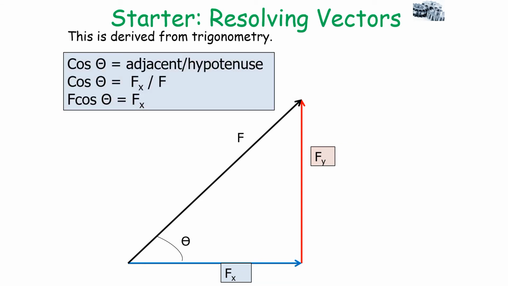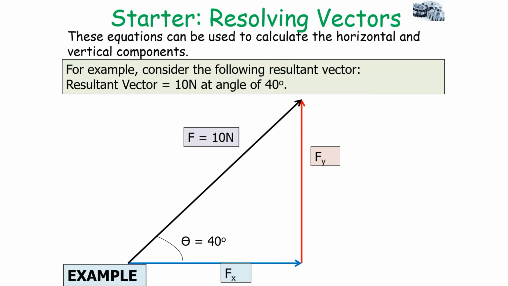Whilst cos theta is equal to the adjacent side of your triangle divided by the hypotenuse of your triangle. So cos theta is equal to Fx over F, where Fx is our adjacent side to our angle and the hypotenuse is F. So we can rearrange this and make Fx the subject by saying Fx is equal to F cos theta, once again coming from trigonometry ratios. So these equations can be used to calculate the horizontal and vertical components.